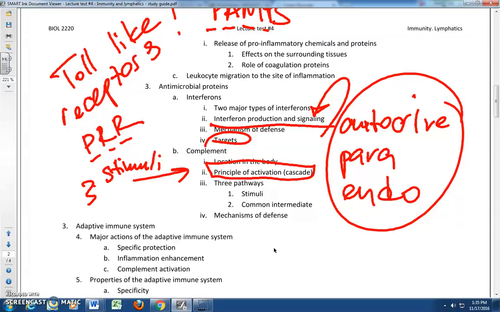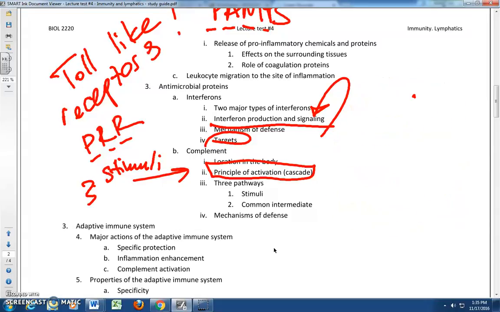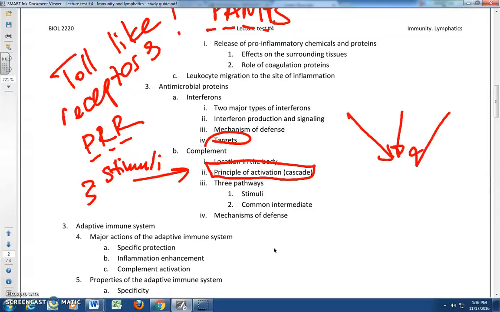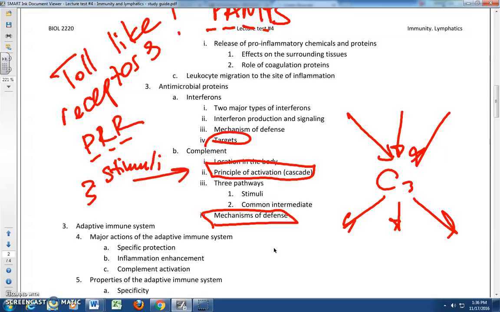Okay, and what you have to see is that all those pathways actually come to the same intermediate, the C3, which then causes 3 major outcomes: inflammation, phagocytosis, okay, and membrane attack complex formation. Okay? Understood? Right? If you have any questions, please ask me.